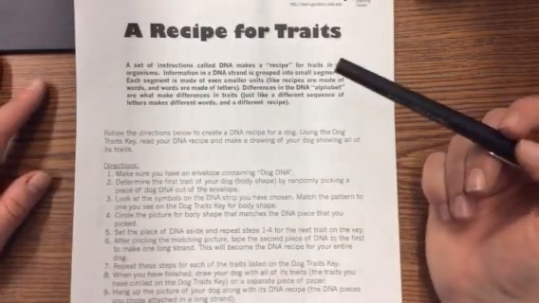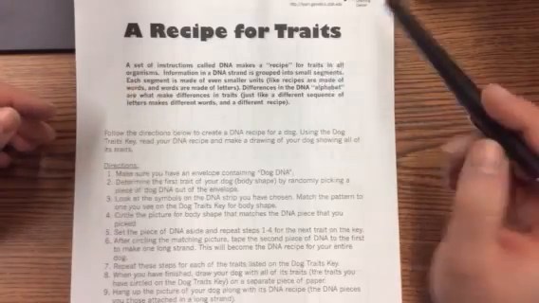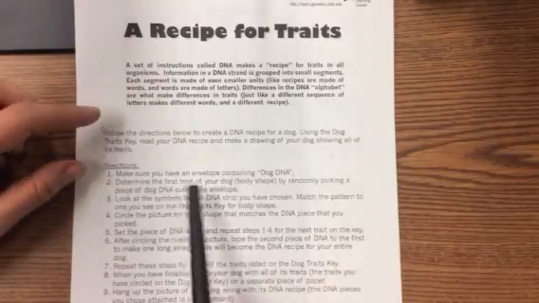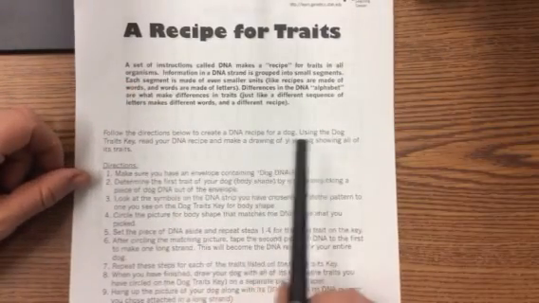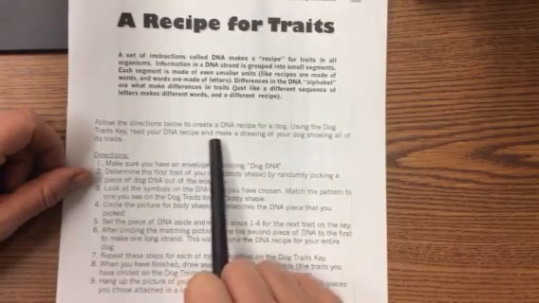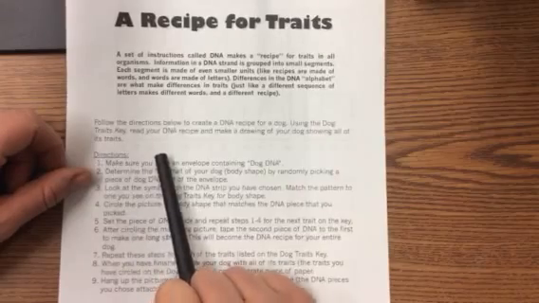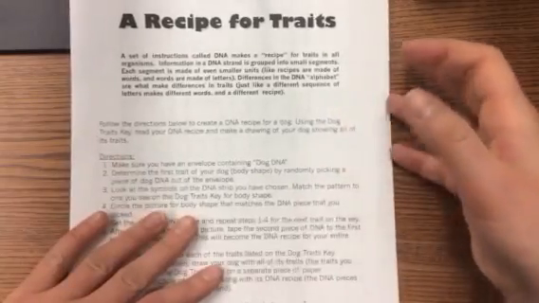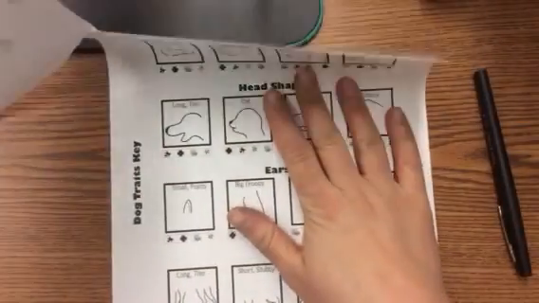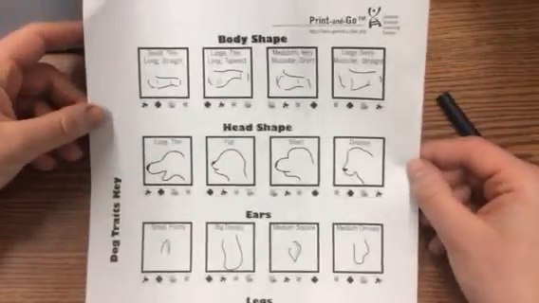So today what we're going to be doing is using a recipe to figure out what a dog looks like. So follow the directions below to create a DNA recipe for a dog. Using the dog traits key, read your DNA recipe and make a drawing of your dog showing all of its traits. So the first thing I would do is take this instructions page off. So this is your dog traits key, okay? And it's two-sided.